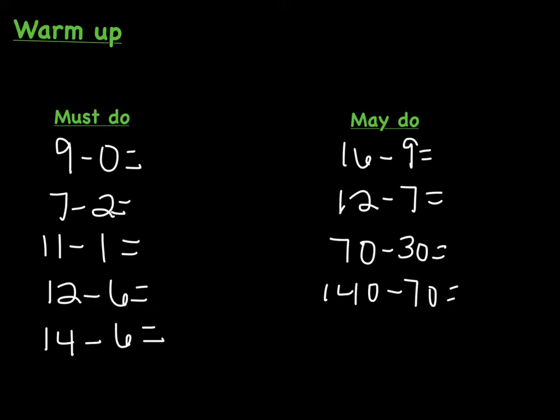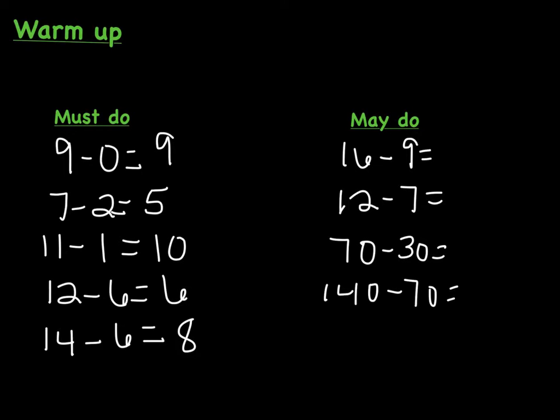Alright, now I'll say the problem and you say the answer after I say equals. 9 minus 0 equals. 7 minus 2 equals. 11 minus 1 equals. 12 minus 6 equals. 14 minus 6 equals.